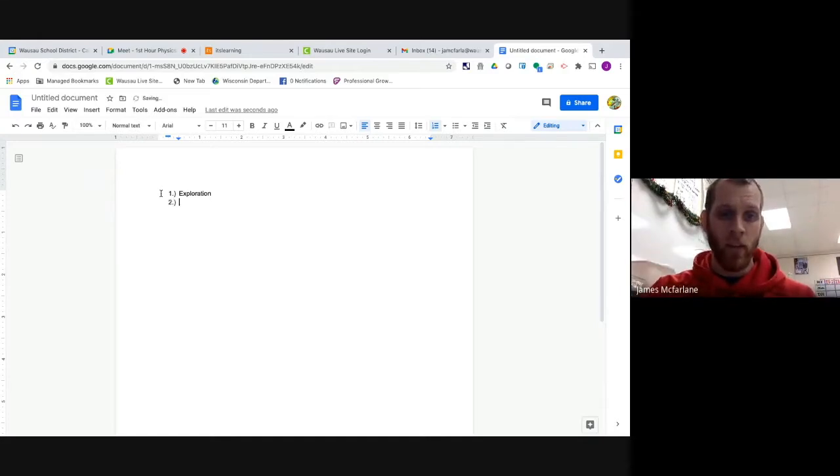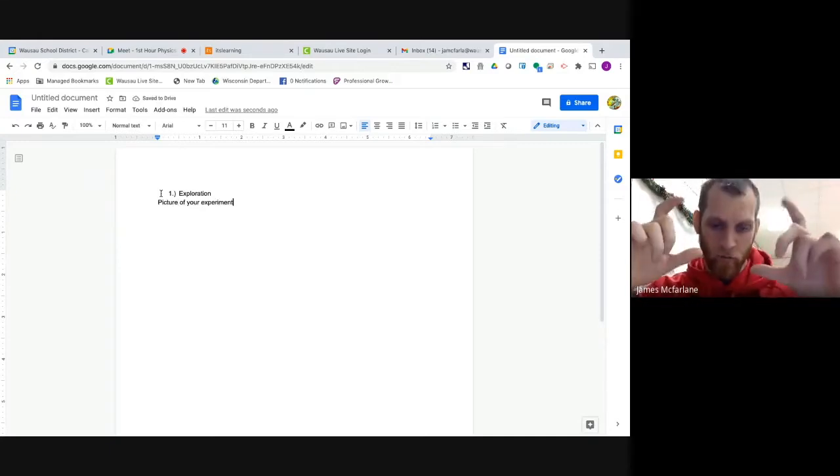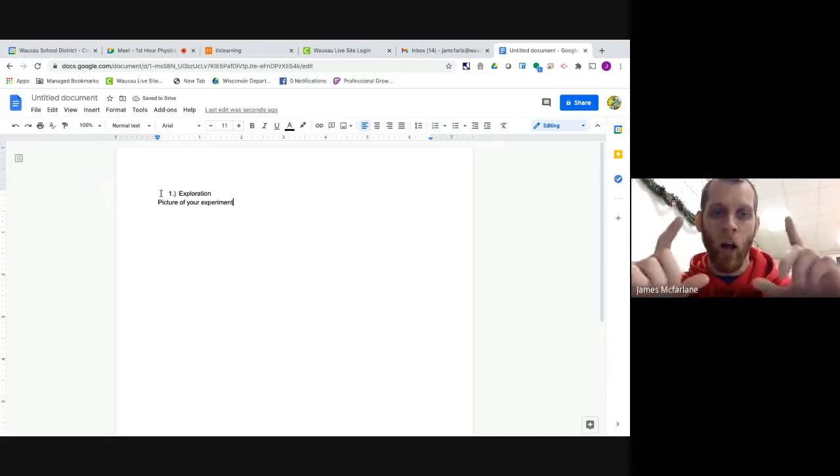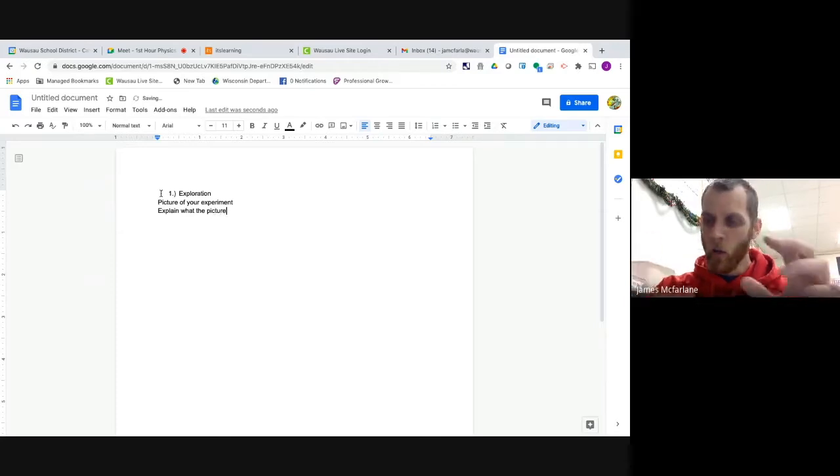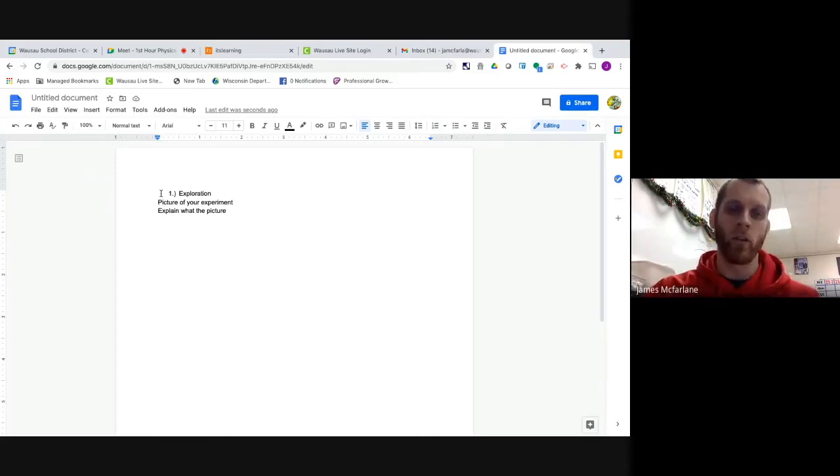So for right now, I'm going to ask that you simply have a picture of your experiment. Take a picture with your phone and upload that picture of your setup in here, and then explain what the picture is. Explain what the things are in your picture. Make a clear picture and explain it. I will grade you on your picture, and I'll grade you on your explanation of your picture.